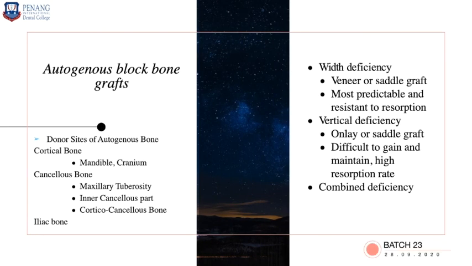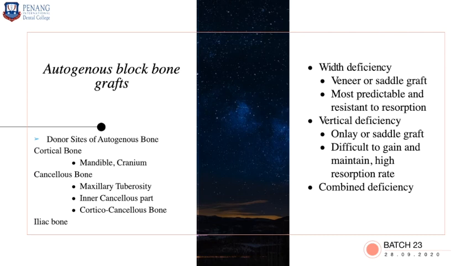So, autogenous block graft. These are block grafts which are harvested from cortical bone, cancellous bone or iliac bone graft. For cortical bone, you can harvest the bone from the mandible, either from the external oblique ridge, the ascending ramus, or the chin, or you can take it from extraoral sites like the cranium, the head bone. Or you can get a cancellous bone block graft from the maxillary tuberosity, or inner cancellous bone from the maxilla, or corticocancellous bone from the mandible, or extraorally you can take it from the anterior iliac or posterior iliac bone.